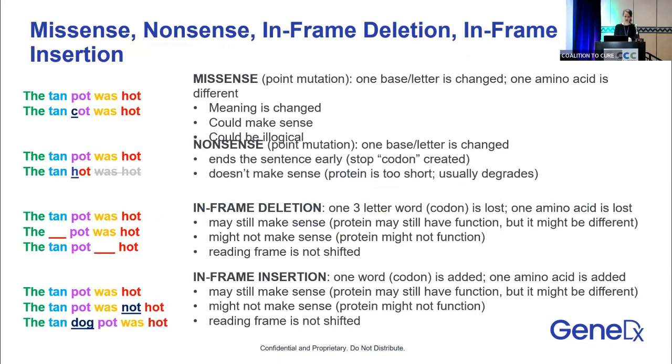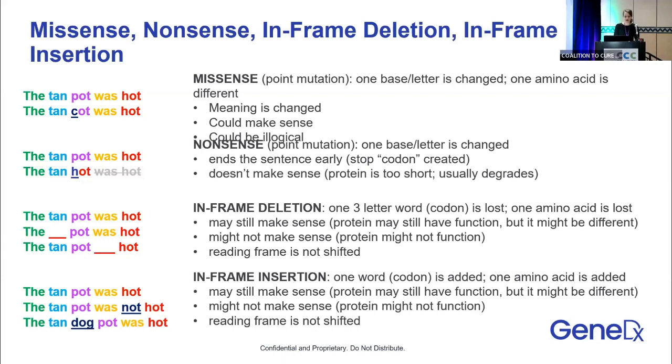So you can see the example here, the tan pot was hot. That was our original sentence. And then there was a change from a P to a C, so the tan cot was hot. And so you'll see that that can still make sense, but it's not the original protein. A nonsense mutation is a little bit different because there's one base letter that is changed and it ends the sentence too early, creating a stop codon. And then that usually degrades the protein that was supposed to be created.